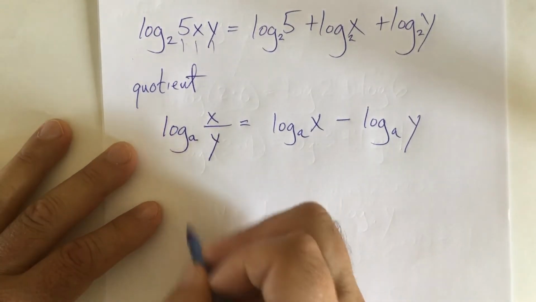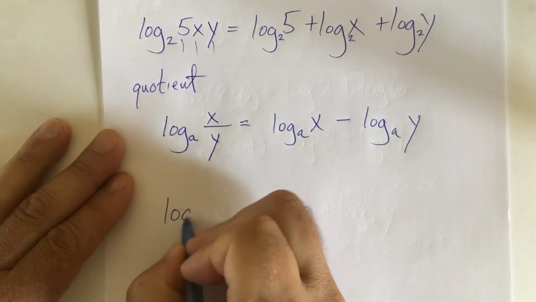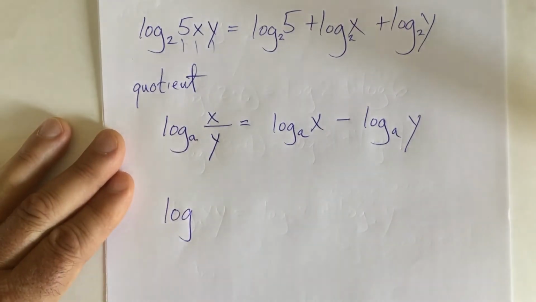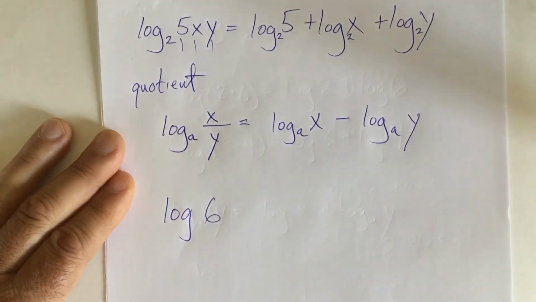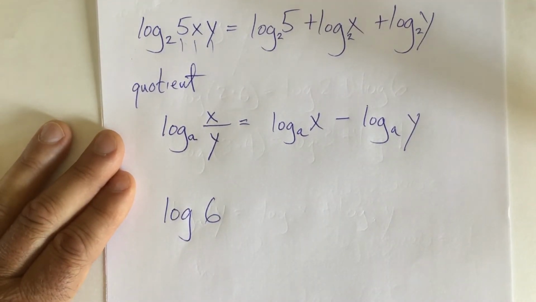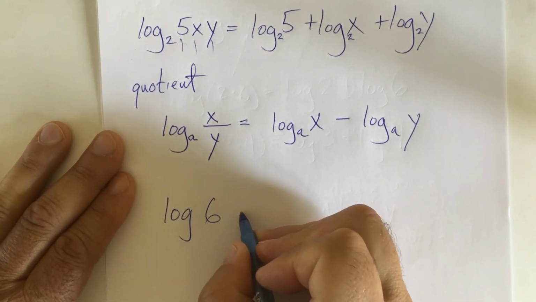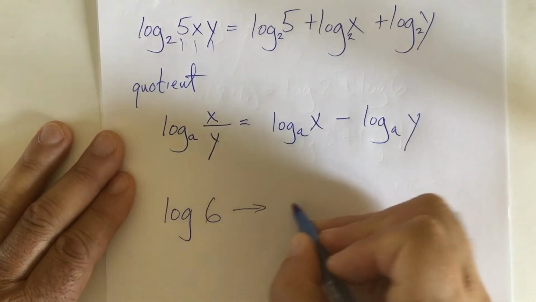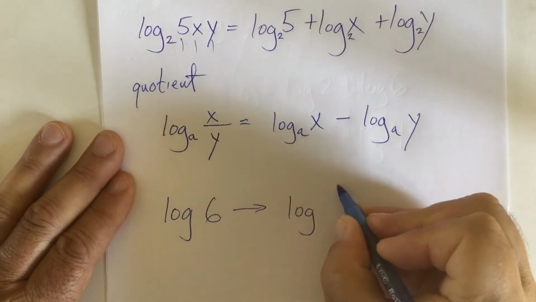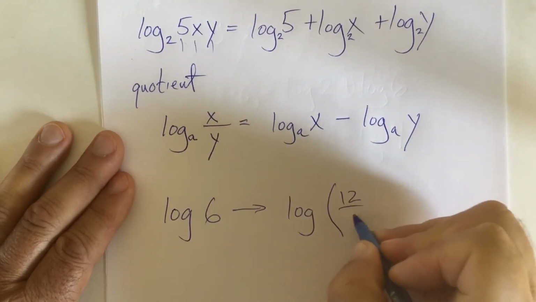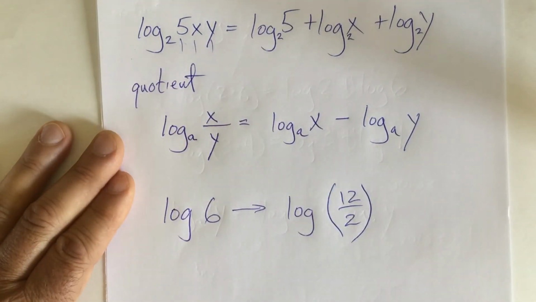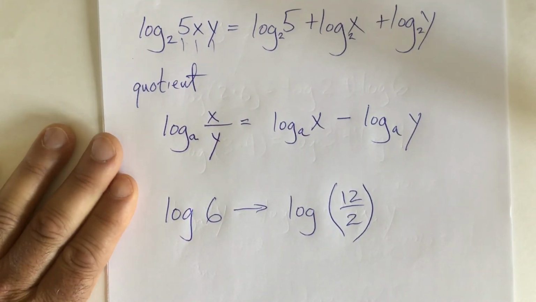For example, if I wanted to punch in the log base 10 of the number 6, I could do that on my calculator. I'm going to get a weird number. But I could also say, you know what? Log of 6 could be the same thing as log of 12 divided by 2. Well, because that's 6.